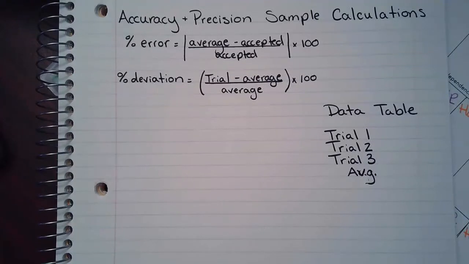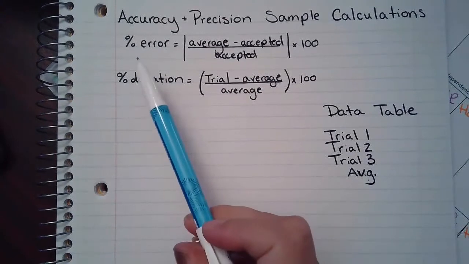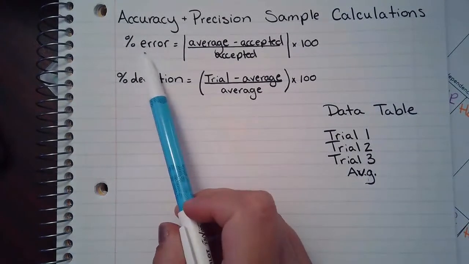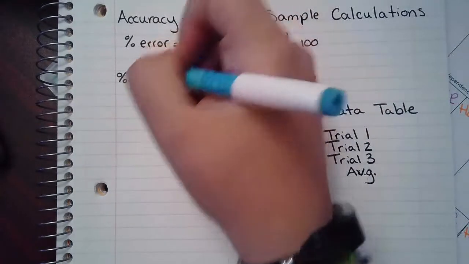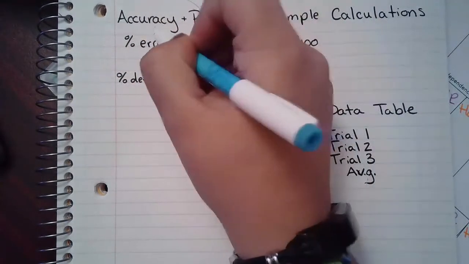Hey everybody! In this video we're going to go over some accuracy and precision sample calculations. If you remember from our previous video or from my notes, percent error is a measure of accuracy and percent deviation is a measure of precision.